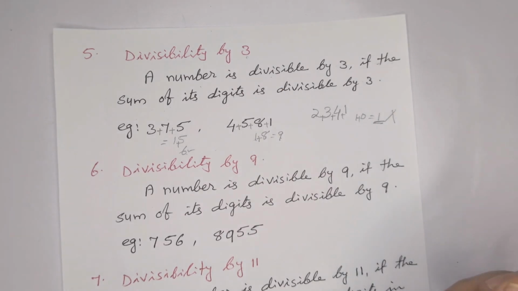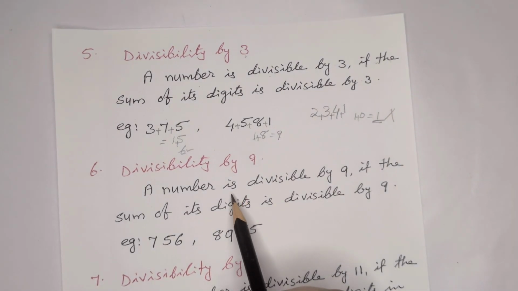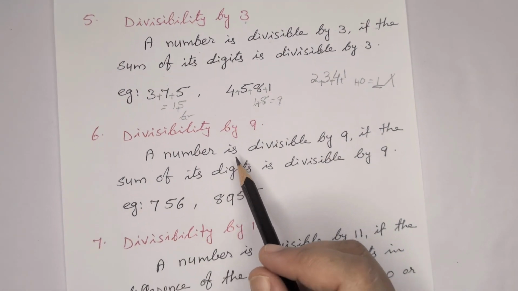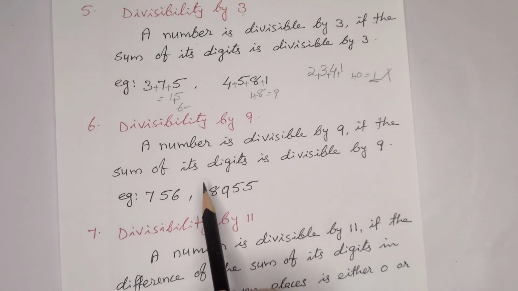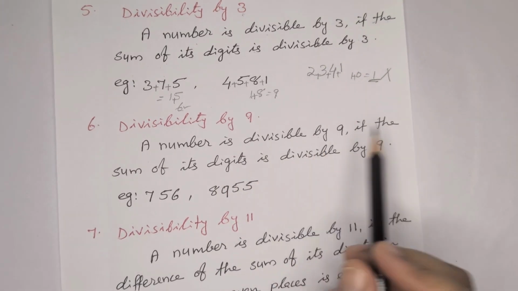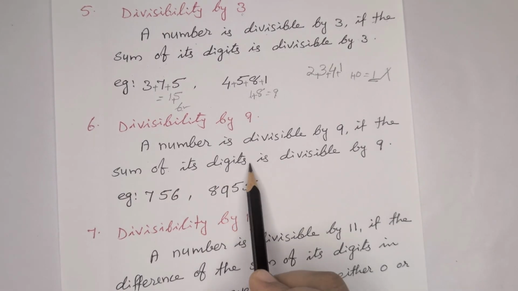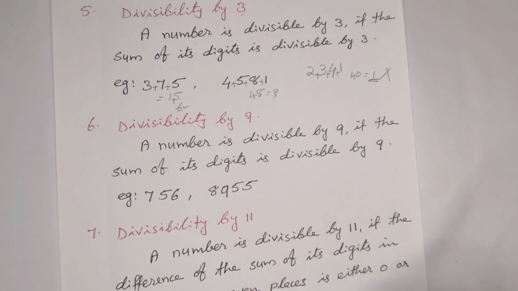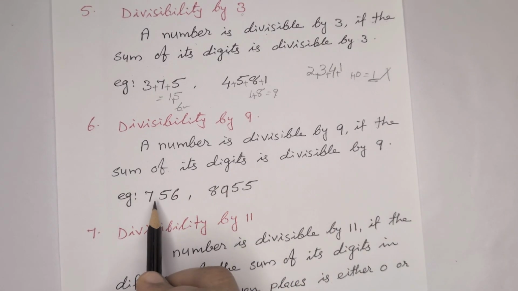Same way, next one, divisibility by 9. That also uses the same method. A number is divisible by 9 if the sum of its digits is divisible by 9. Here also we have to add the digits.